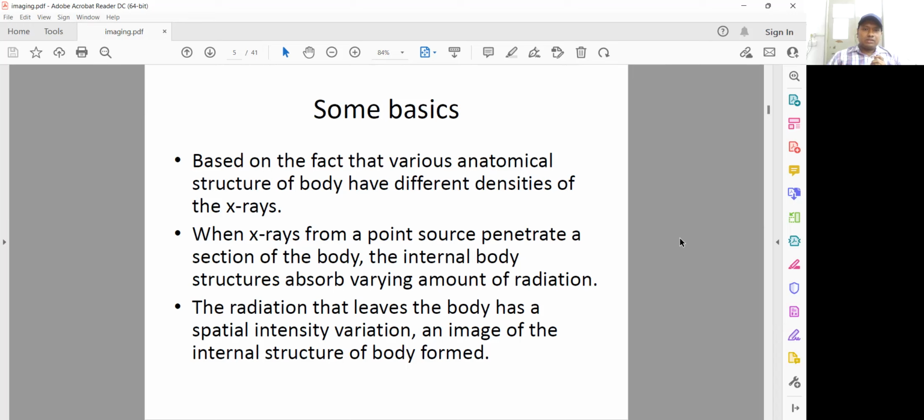When the X-rays from a point source penetrate a section of the body, the internal body structure absorbs varying amounts of radiation, and the radiation that leaves the body has some spatial intensity variation. So an image of the internal structure of the body will be formed while we record that particular spatial intensity variation. That is the technique.